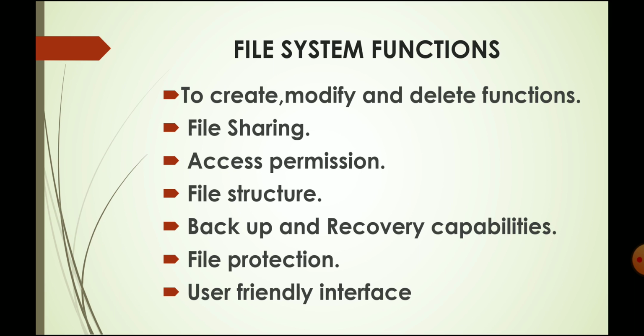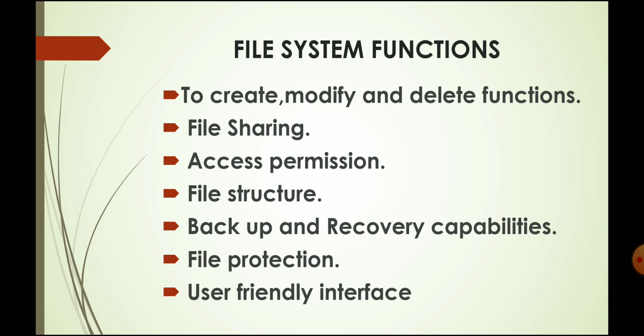Next, backup and recovery capabilities. It must be provided to prevent accidental loss of data in some other cases. Next, file protection, which means information must be kept secure and private, such as banking files, insurance files, etc. So a file system may also provide encryption and decryption for that.